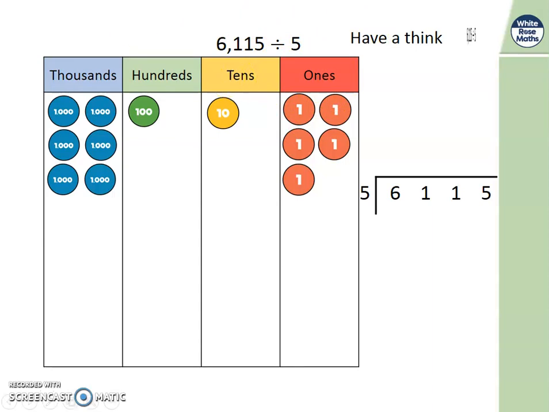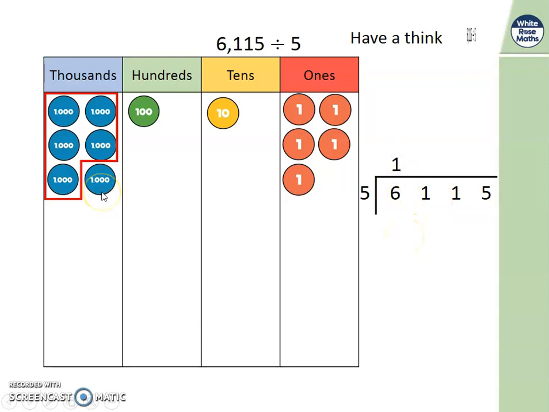Here we've built the number 6,110 and 5 ones. Let's have a look at how to do this. So we're now grouping into groups of 5. How many groups of 5 can I do here in the thousands column? I want to put it in a group of 5. There is 1 group, so I record that 1 group over there.